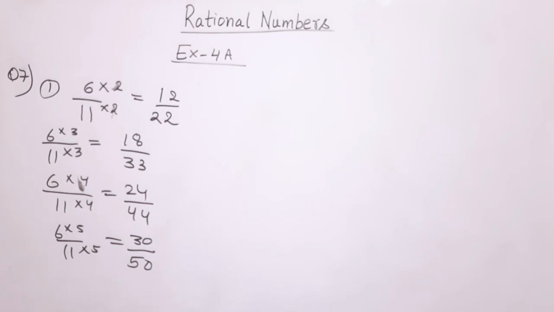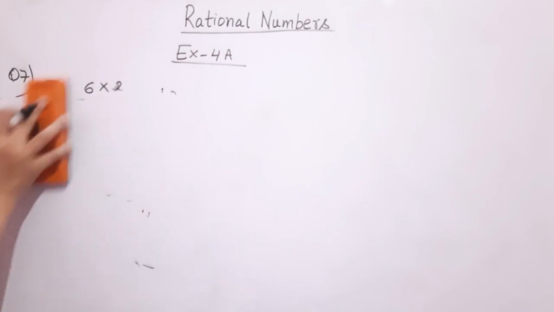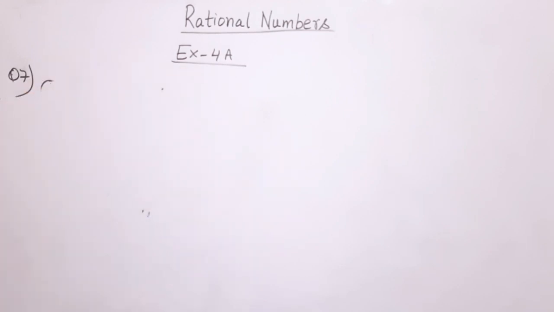So 6 2s are 12, so 12 upon 22, then 18 upon 33, 24 upon 44, then 30 upon 11 5s are 55, 30 upon 55, right? So these are the next 4 equivalent rational numbers of 6 upon 11. Now come to the second option. This is how you are going to proceed in every option. This is the method. If you understand the method, you can do it on your own also.